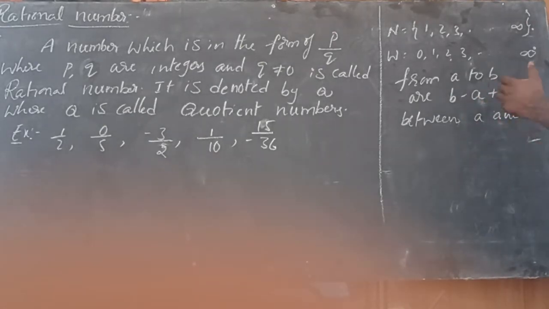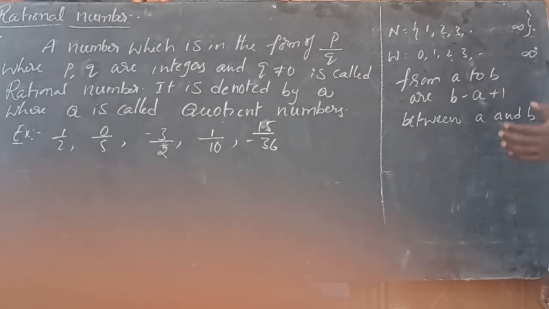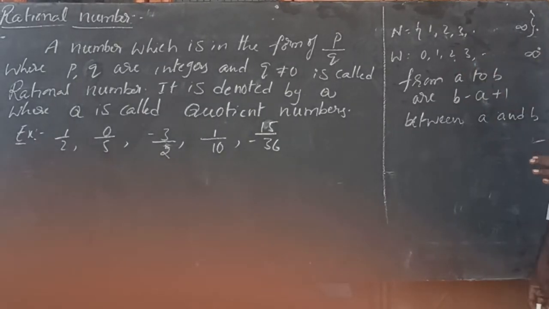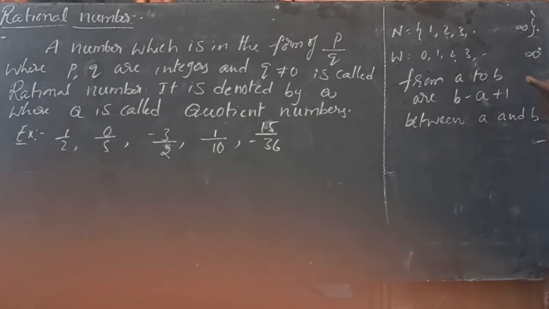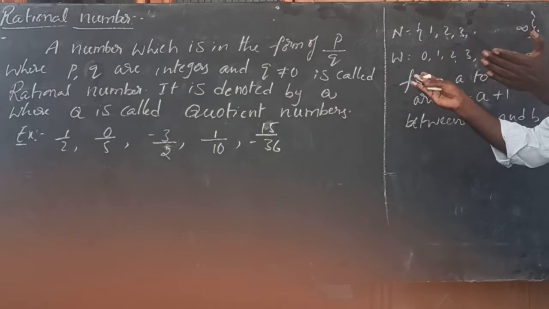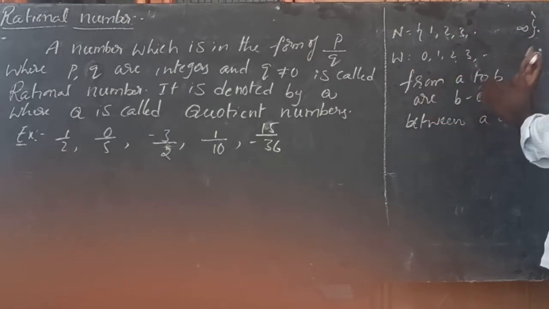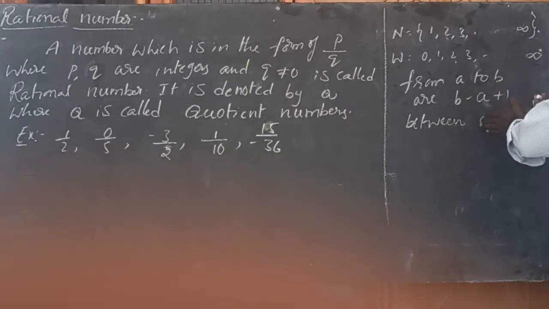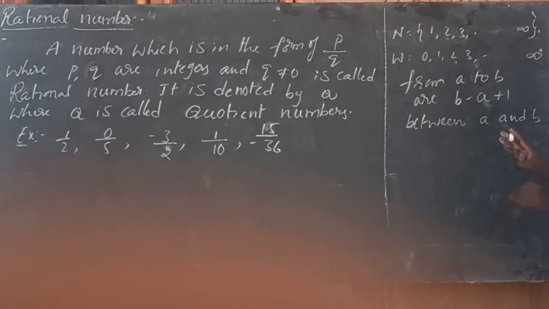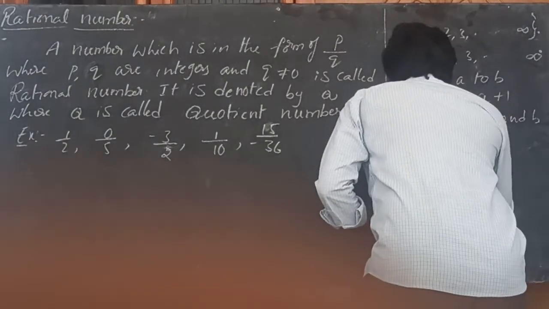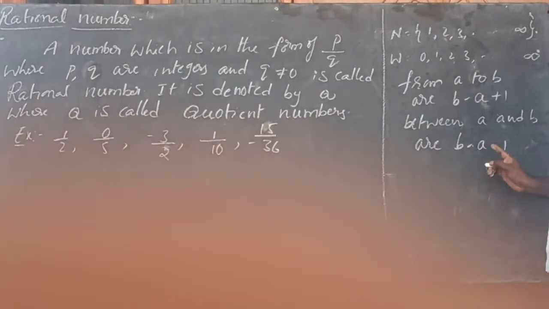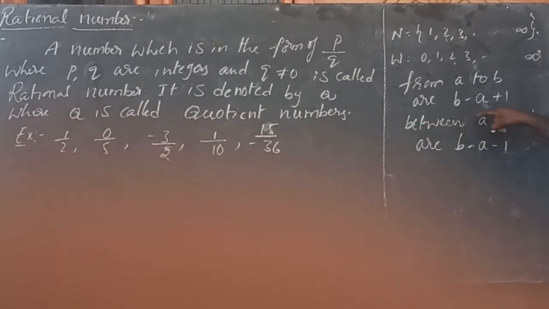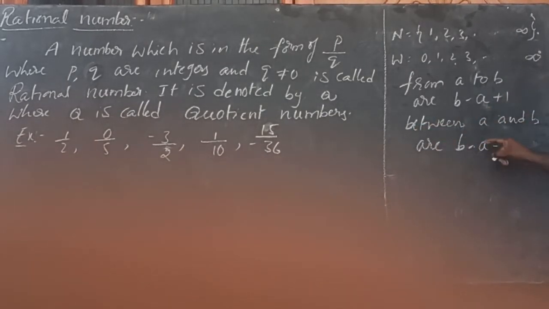For example, the number of whole numbers between 11 and 20. What are they? 12, 13, 14, 15, 16, 17, 18, 19. That means we exclude the starting number and ending number. From means we include the starting number and ending number. So the formula for the number of whole numbers between A and B is B minus A minus 1.